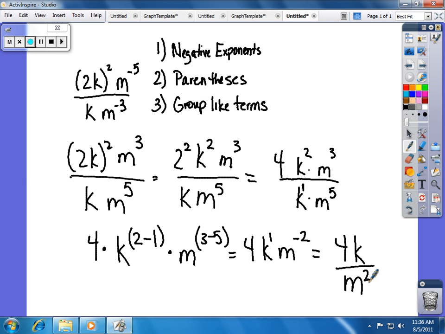again, will move to the bottom, and the exponent will become positive. So that is the answer. That is the simplified form of our original starting equation here.